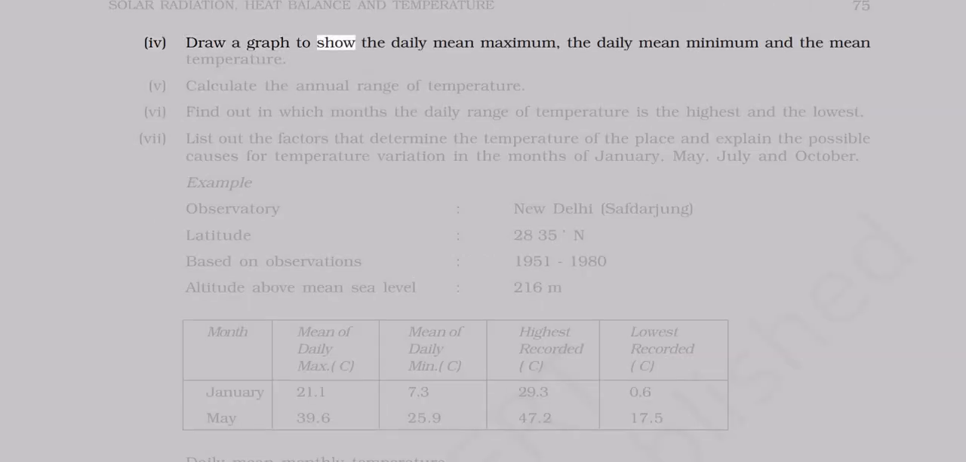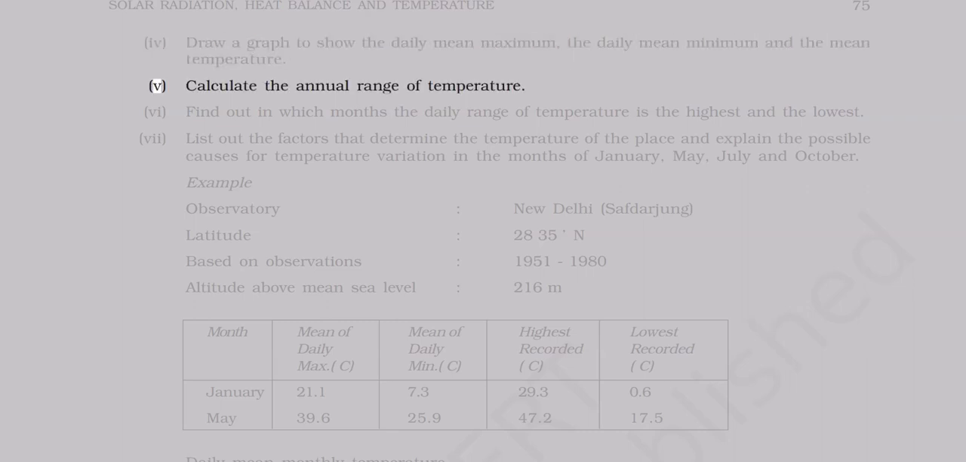4. Draw a graph to show the daily mean maximum, the daily mean minimum, and the mean temperature. V. Calculate the annual range of temperature.